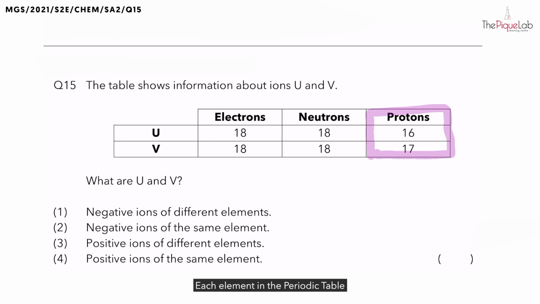Each element in the periodic table has a unique proton number, just like your IC number. Can you and your friend share the same IC number? No. So by looking at its proton number, which is like the IC number, I can identify if it's the same or different elements. Since U has 16 protons and V has 17 protons, can they be the same element? No, they cannot be the same element since they have different number of protons. Let's write that down.